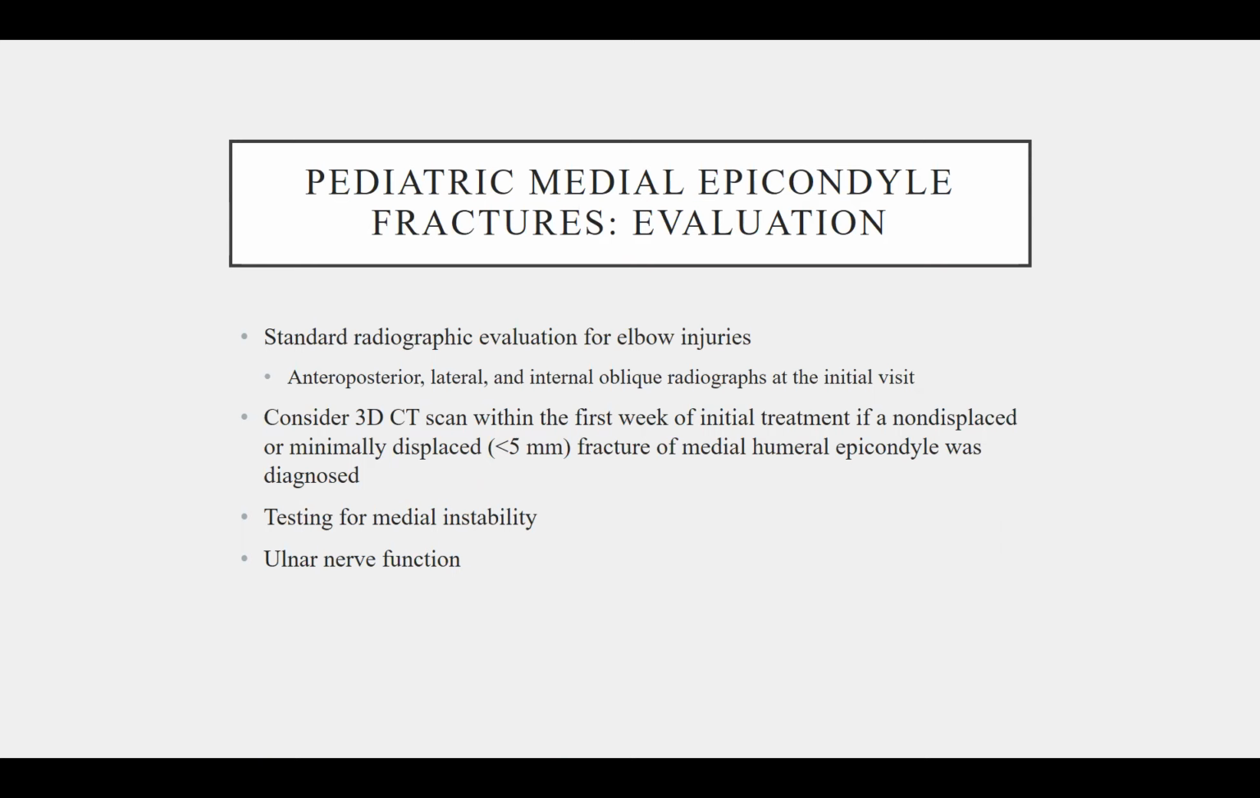Testing for medial instability involves a gravity-assisted valgus stress test that can be performed preoperatively with the patient lying supine and the arm abducted 90 degrees. The shoulder and arm are externally rotated 90 degrees with the elbow held at 15 degrees of flexion, which eliminates the stabilizing forces of the olecranon. And then we have ulnar.